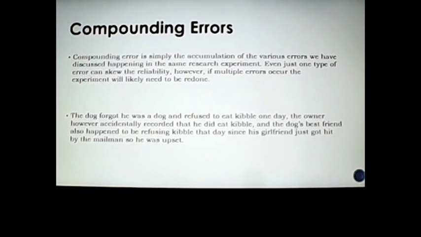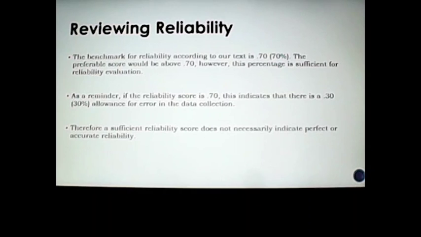So let's review the reliability. The benchmark for reliability according to our text, which is the Heppner text, is 70%. So the preferable score would be above 70. However, this percentage is sufficient for reliability evaluation. As a reminder, if the reliability score is 0.70, this indicates that there is a 0.30, which is 30%, allowance for error in the data collection. Therefore, a sufficient reliability score does not necessarily indicate a perfect score or accurate reliability. So this means it's just what's needed to pass it on through as reliable.